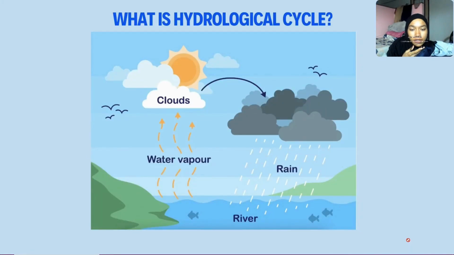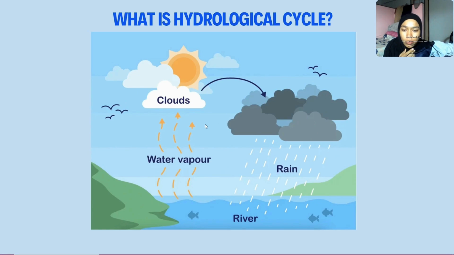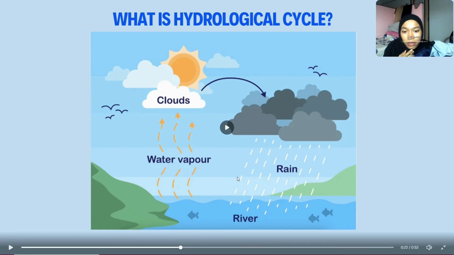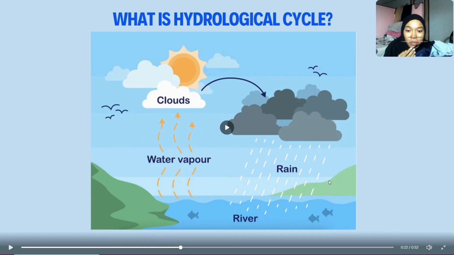So for this presentation, I will briefly introduce the hydrological cycle, which is also known as the water cycle. So, what is the hydrological cycle? The hydrological cycle, or water cycle, is a natural process that explains how water moves continuously on Earth. It involves the movement of water between the ocean, land, and the atmosphere through processes such as evaporation, cloud formation, and rainfall.